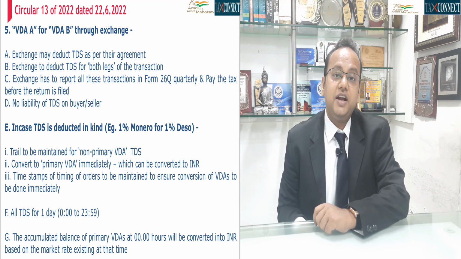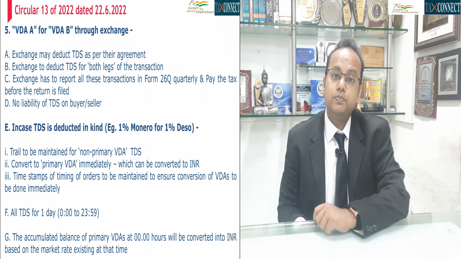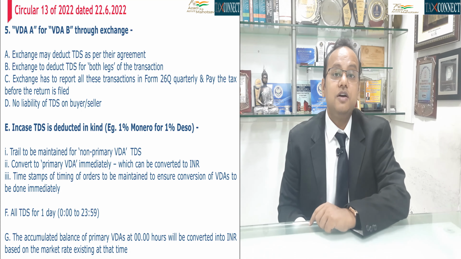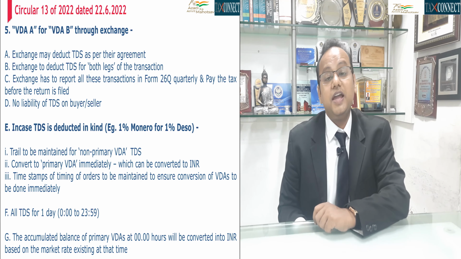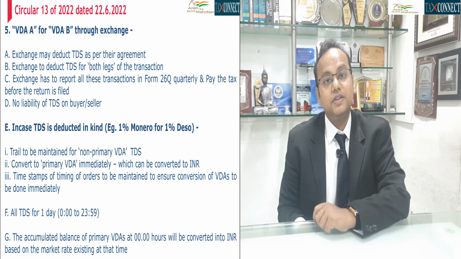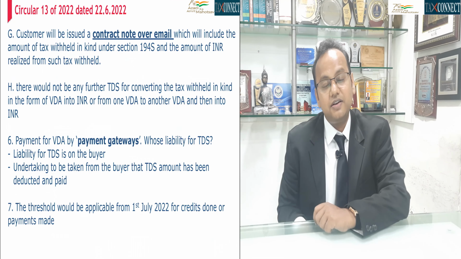Now, they have also clarified that in case there are two non-primary VDAs, say Monero is being exchanged for Deso, which are two non-primary VDAs exchanged for one another, then 1% of Monero would be deducted and 1% of Deso would be deducted. However, within one day, that is from 12 AM in the morning to 11:59 PM in the evening, these would be accumulated and converted to primary VDAs like Bitcoin, etc. And at 12 midnight, these would be converted and crystallized as INR.